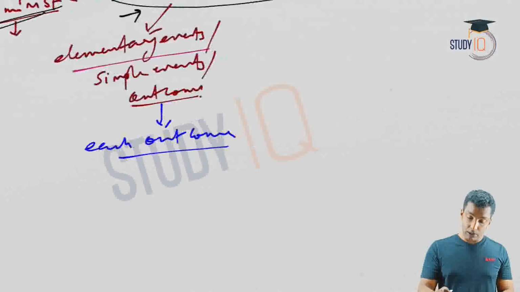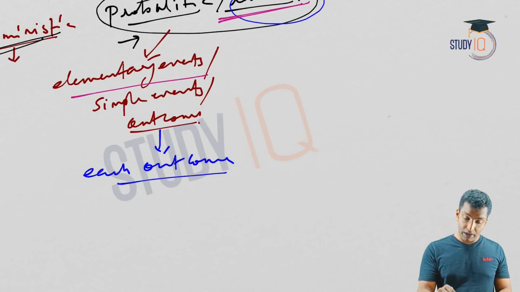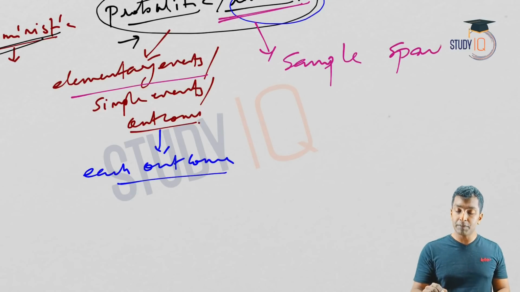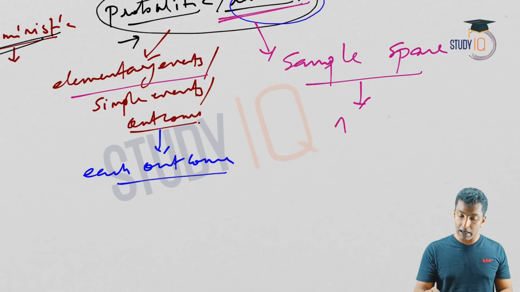So each outcome which is produced in this random experiment is called an elementary event. Then another point that we need to know is sample space. So what is sample space? Sample space is actually all possible outcomes.